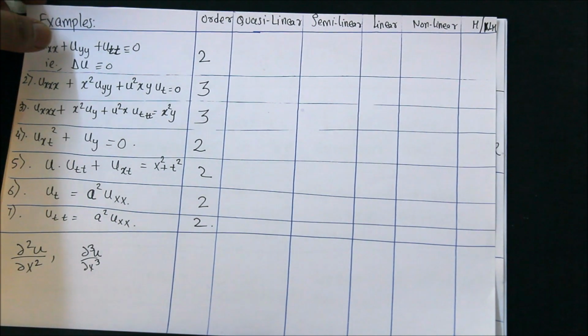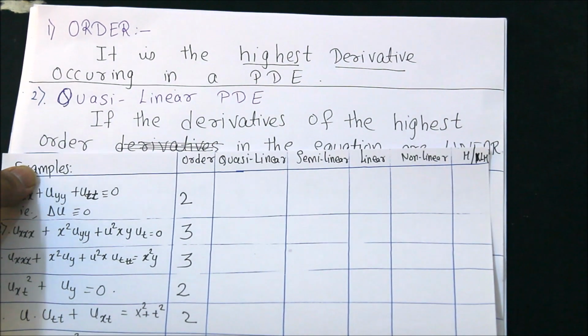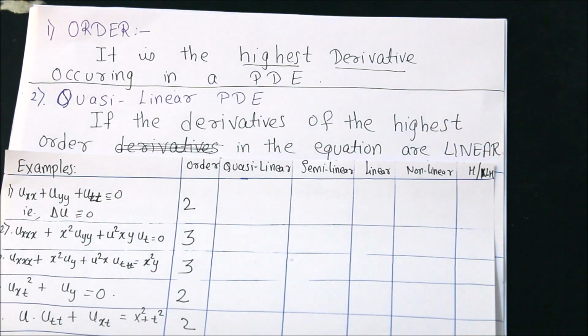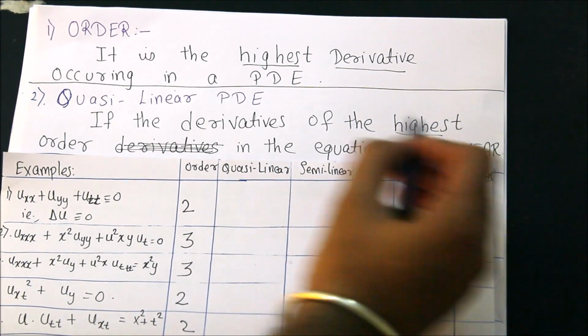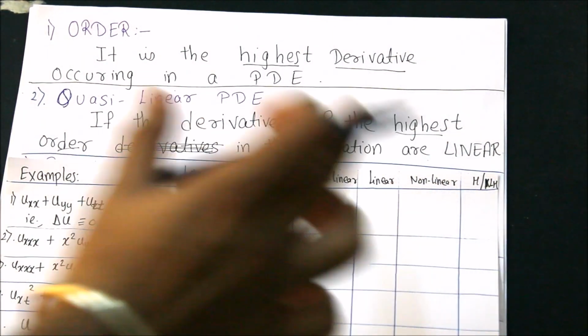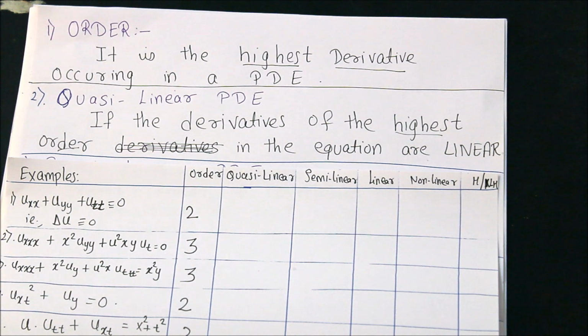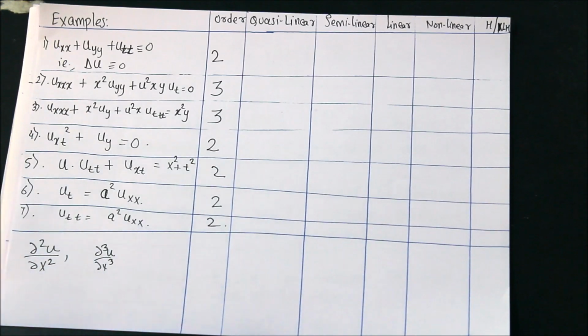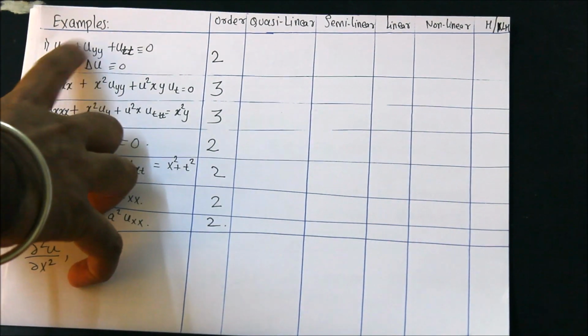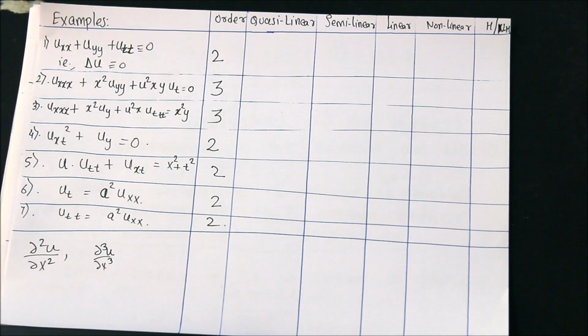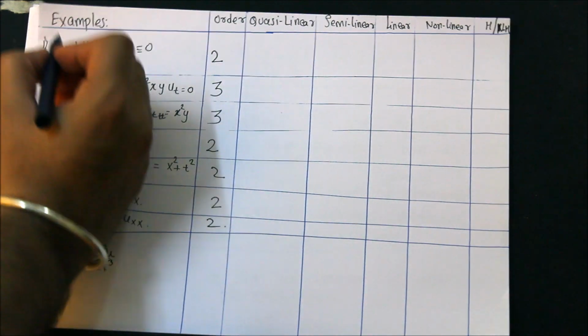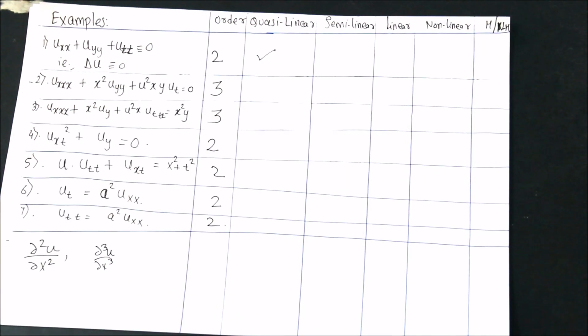Okay, good. Now let's go for the second thing, which is quasi-linear PDEs. When you say a PDE is quasi-linear, you always look at the derivatives of the highest order, and those should be linear, meaning the degree of that highest order derivative should be 1. Whenever the degree of the highest derivative is 1, we call such a PDE a quasi-linear PDE. So here if you see, the highest order is 2, 2, 2. Each of them has degree 1. So therefore the power is 1. Therefore this is a quasi-linear PDE.